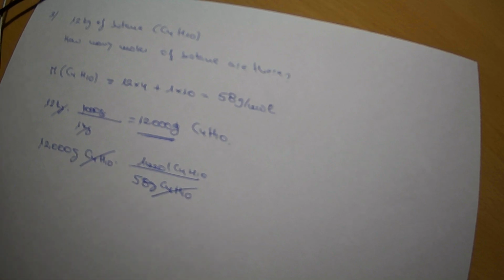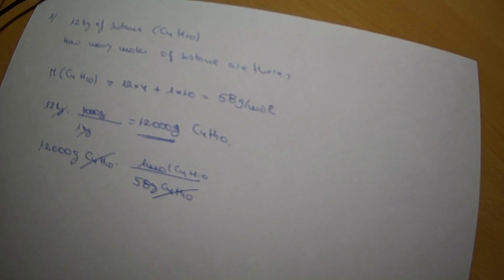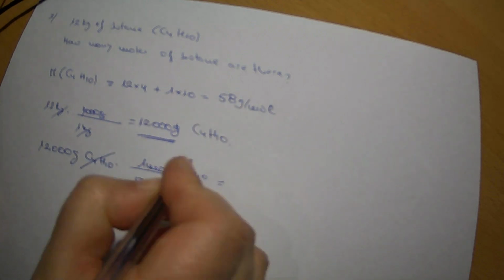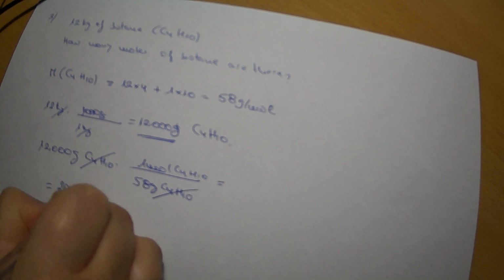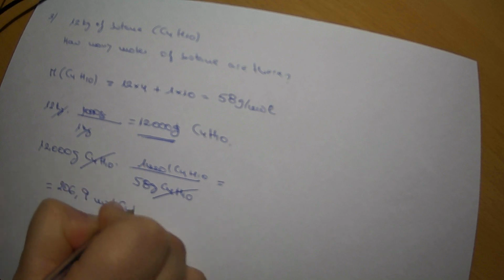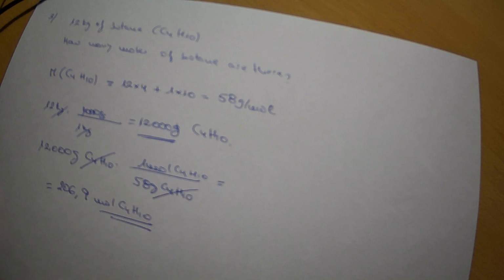Ya no hay que hacer nada más, simplemente se dividiría 12.000 entre 58. Y nos daría, pues, aproximadamente 206,9 moles de butano. Si nos pidiesen las moléculas, pues que habría que ir un paso más, es decir, tendríamos que convertir los moles en moléculas, teniendo en cuenta que un mol es lo mismo que 6,022 por 10 a 23 moléculas. Bueno, y hasta aquí la corrección de los ejercicios.